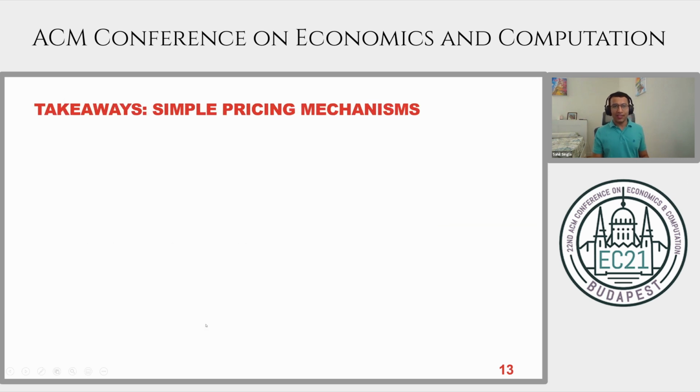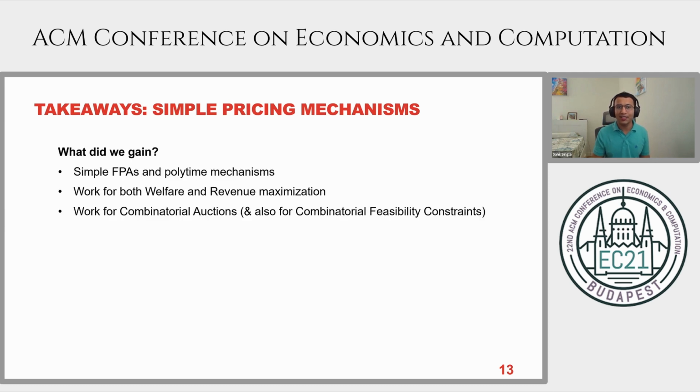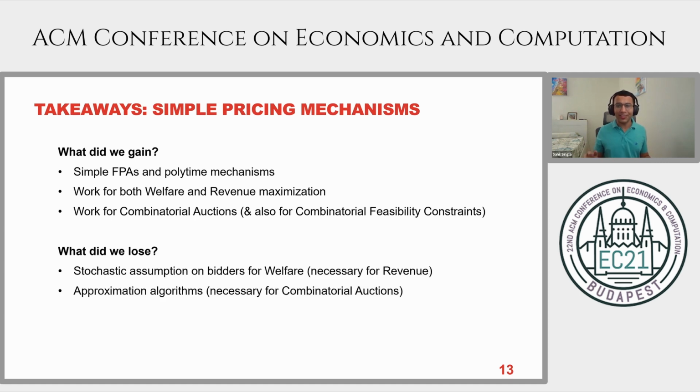Good. So let me wrap up this part of the tutorial on mechanism design. What's the main takeaway message? The main message is that we can use profit inequalities to get much simpler fixed price auctions, which are also in polynomial time. And they work both for welfare as well as revenue maximization. They work for combinatorial auctions and even more general combinatorial feasibility constraints. You can put some matroid constraints and things like that, which will be discussed in the later parts of the tutorial.